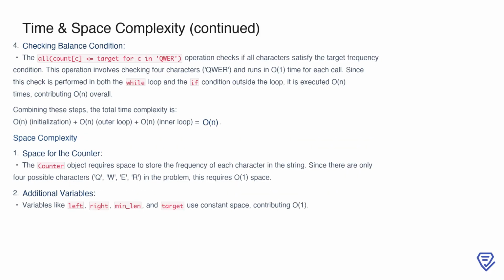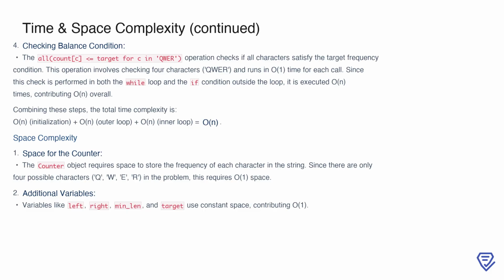Now, let's examine the balance condition check and how it impacts time complexity. The operation all count C equals target for C in QWER ensures that each character meets the target frequency condition. Since there are only 4 characters in QWER, this check runs in constant time, or 1, for each call. This operation is performed inside the while loop and also in the if condition outside the loop, meaning it is executed n times in total, contributing n to the overall time complexity. Combining all these steps, the total time complexity remains n.